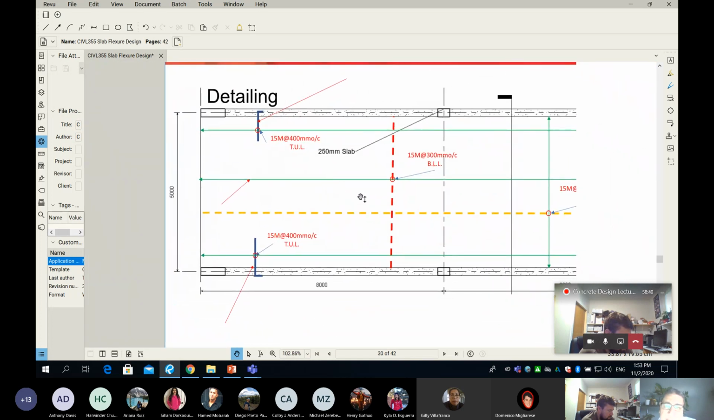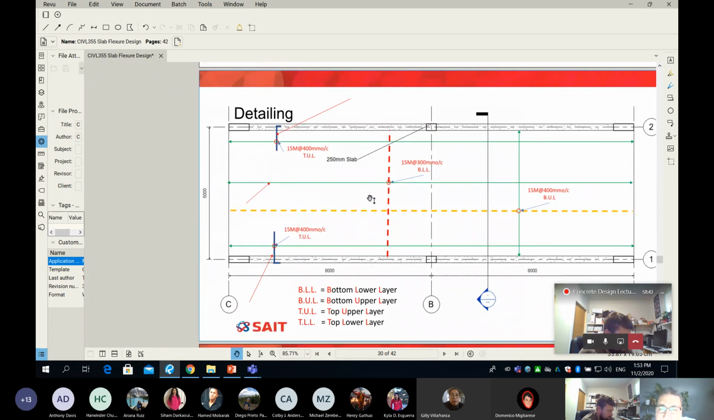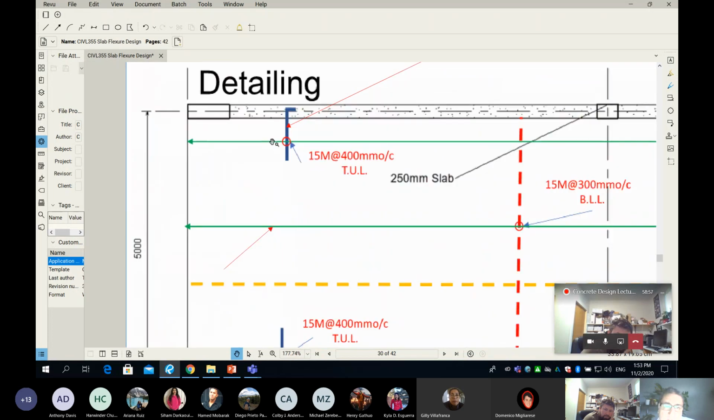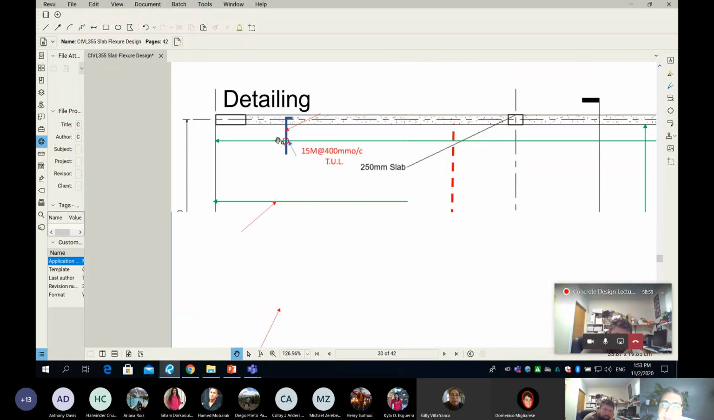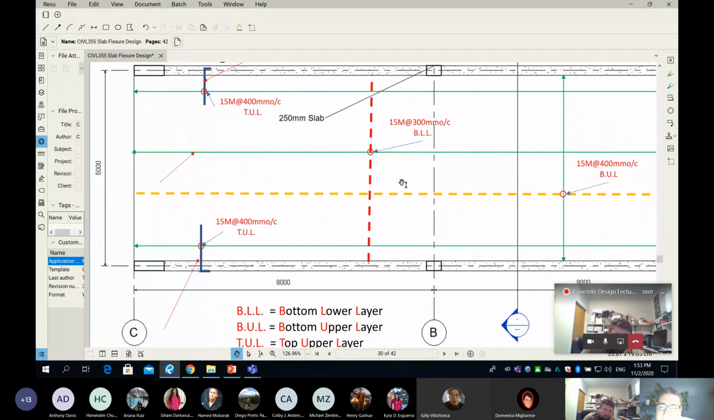Now we can see why some rebar is dashed and some rebar is continuous, because of where they are in the slab. If they are at the bottom of the slab, we make them dashed. If they are at the top of the slab, we make them continuous. You can see the blue is continuous and the red is dashed because one is the bottom and this one is a top layer.